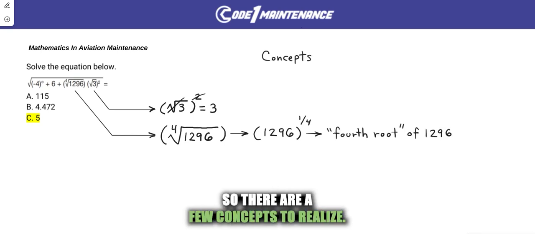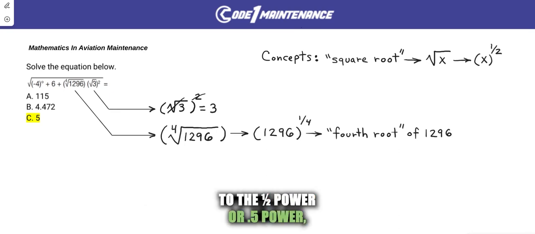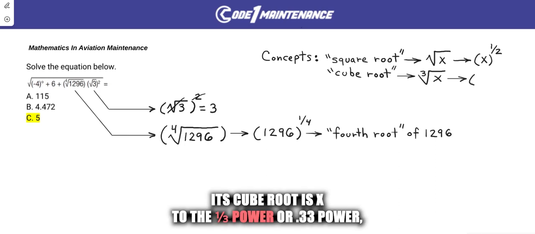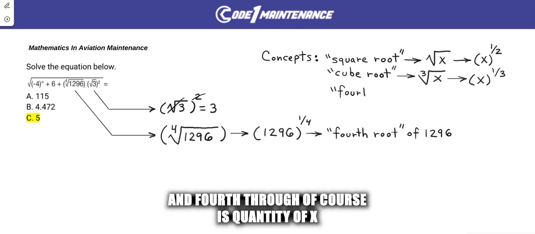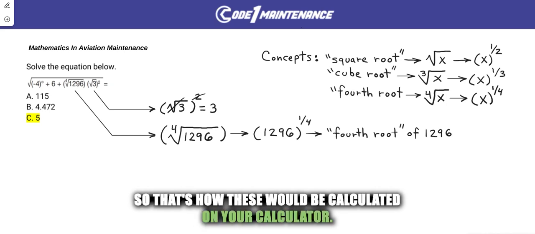So there are a few concepts to realize. Square root of some number is also expressed as, in parentheses, x to the 1/2 power or 0.5 power, and then the cube root of some number is x to the 1/3 power or 0.33 power. And fourth root, of course, is the quantity of x, open parentheses x, close parentheses, to the 0.25 or 1/4 power. So that's how these would be calculated on your calculator.